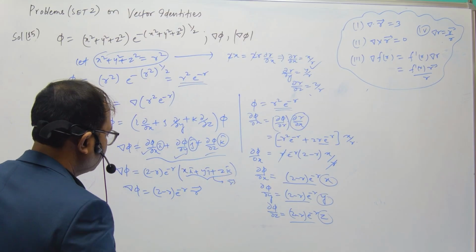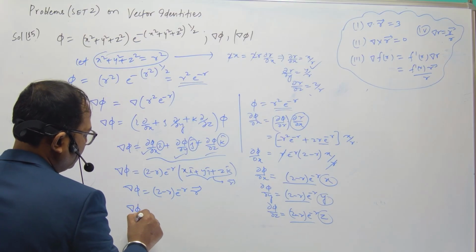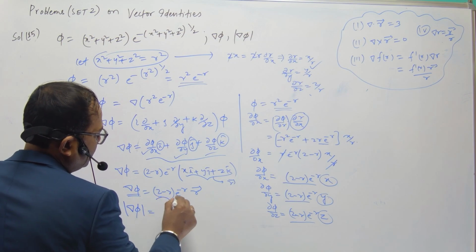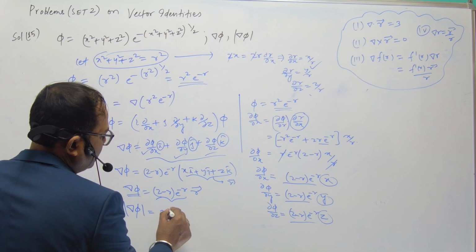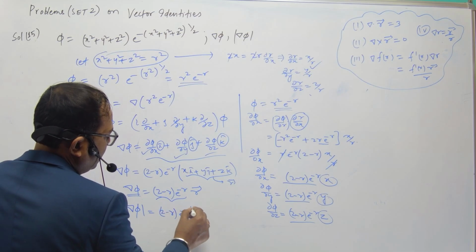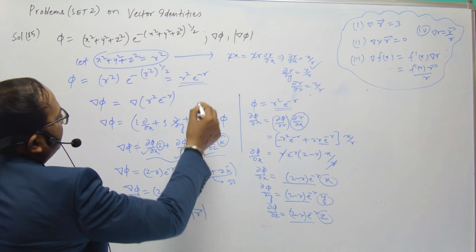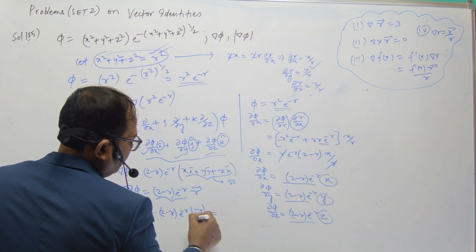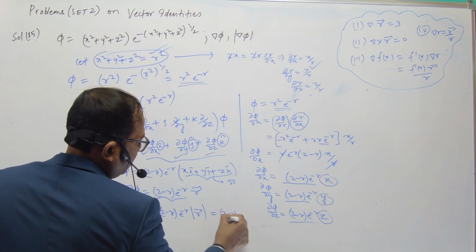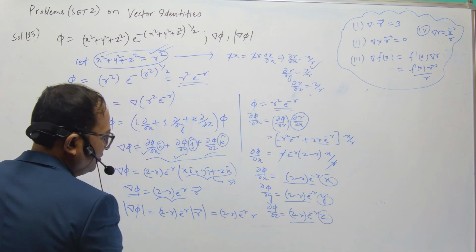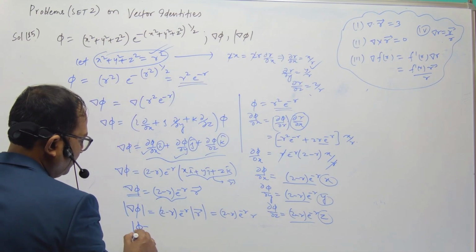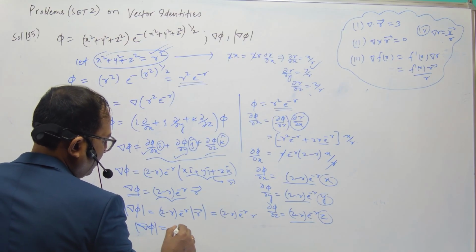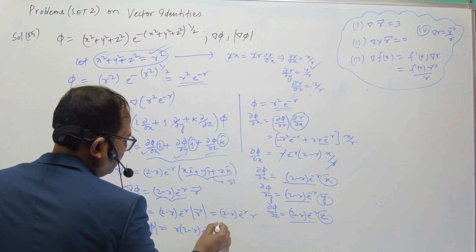Let us take the modulus of this ∇φ, the gradient of φ. The modulus of the gradient of φ is (2 - r) e^(-r), which is a scalar, so it will come out of the modulus, times the modulus of r vector. The modulus of r vector is r. So the modulus of ∇φ is equal to r times (2 - r) e^(-r).